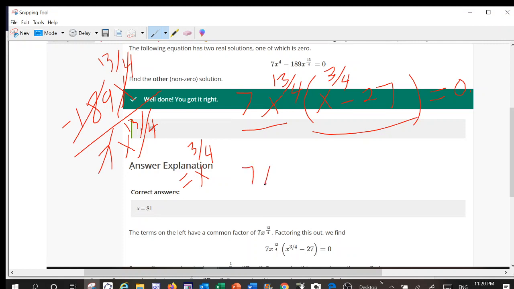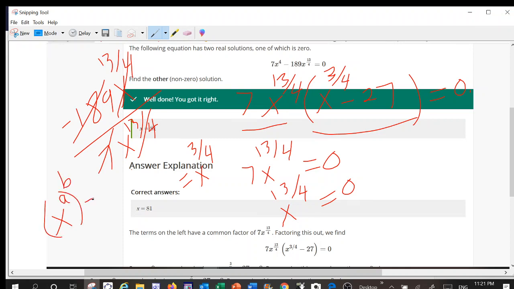And we can set them equal to 0, either this equals 0, which basically, if you divide both sides by 7, you get x to 13 over 4 equals 0. And to get rid of the denominator, you can raise both sides to the 4th power. Because, you know, the powers work like this. If you have x to a and then to b, the answer is x to ab.